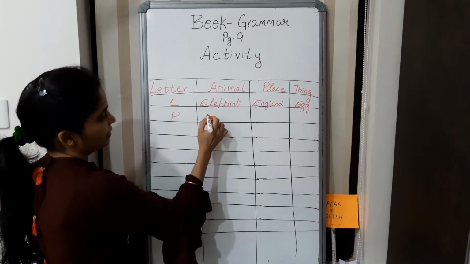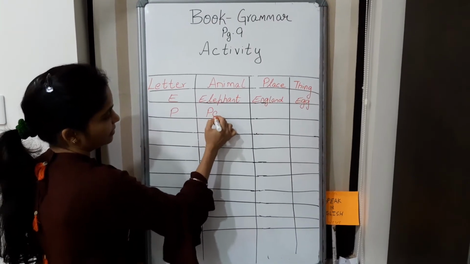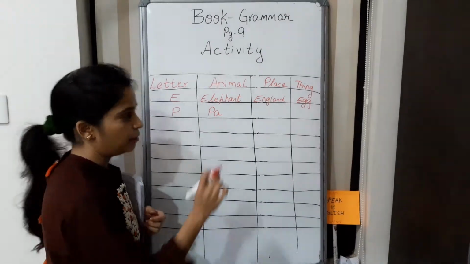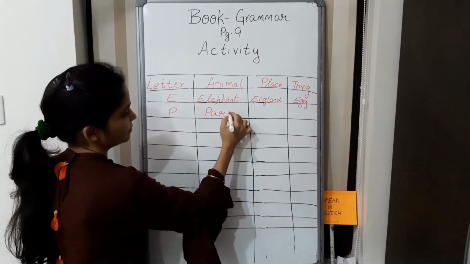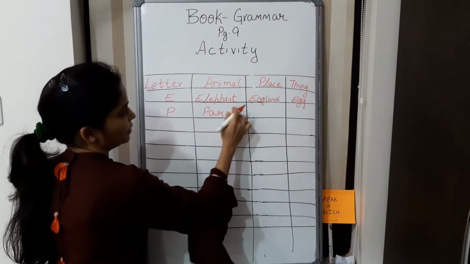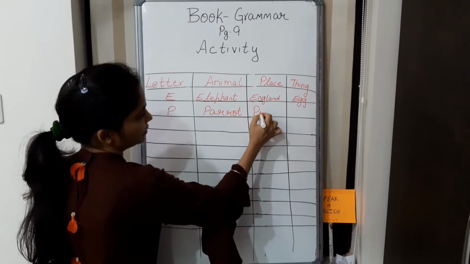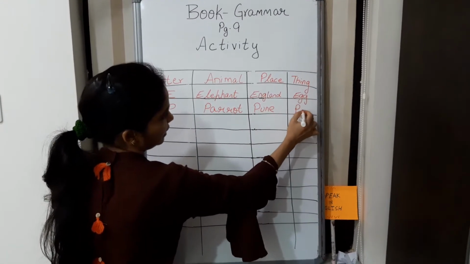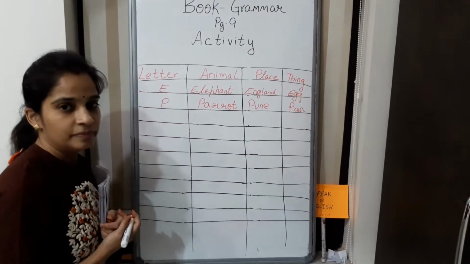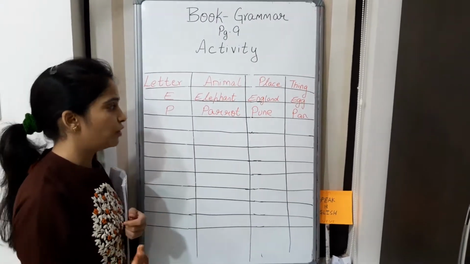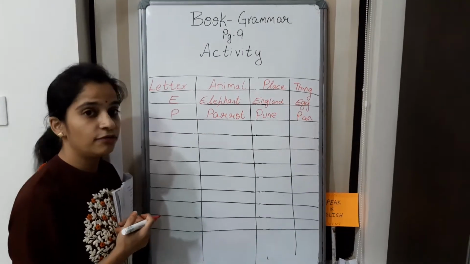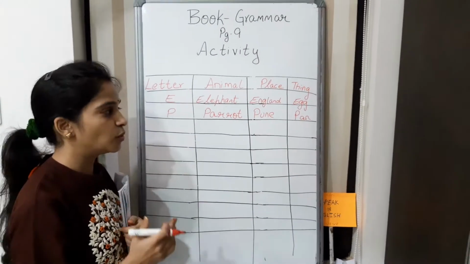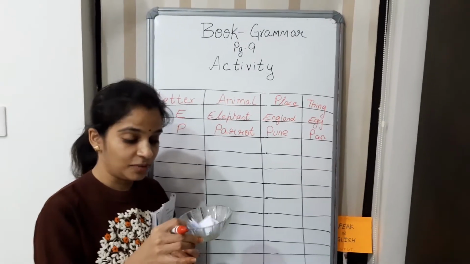P, animal, parrot. It can be birds or animals. Okay. Parrot. P, place, Pune. P, thing, pan, P-A-N. Okay. Your answers may differ from this. It's okay. Now the next.